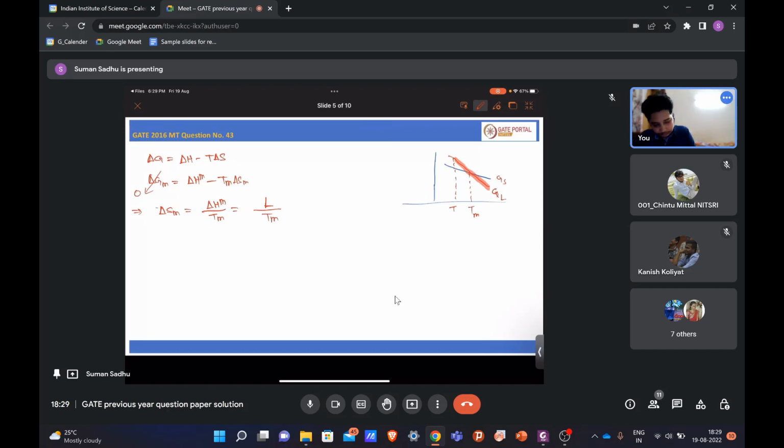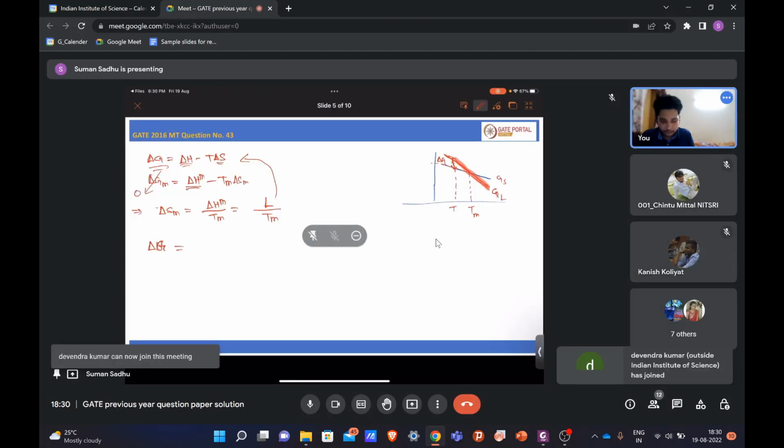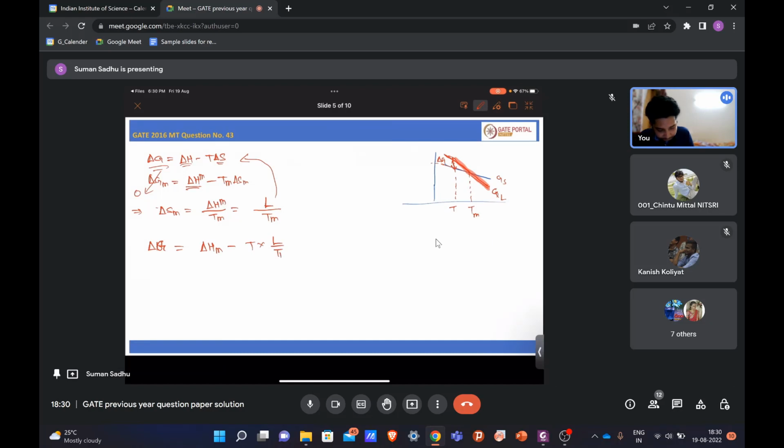Now we can put this delta S value in this equation. We are using the same delta S because it is almost a straight line. That's why the slope is equal at every temperature, and the intercept will also be equal. That is, delta H and delta S are equal. So delta G is equal to delta Hm minus T into delta S, which means L by Tm, right?